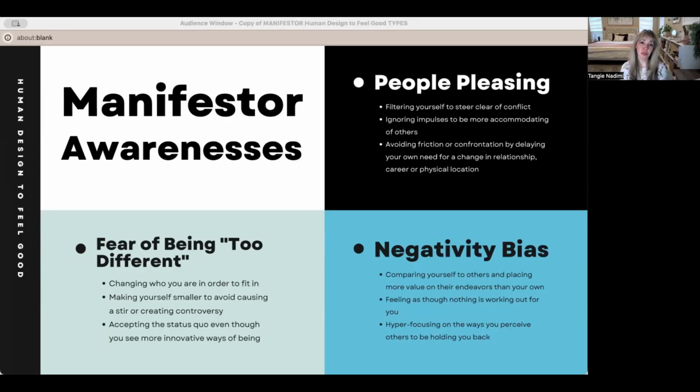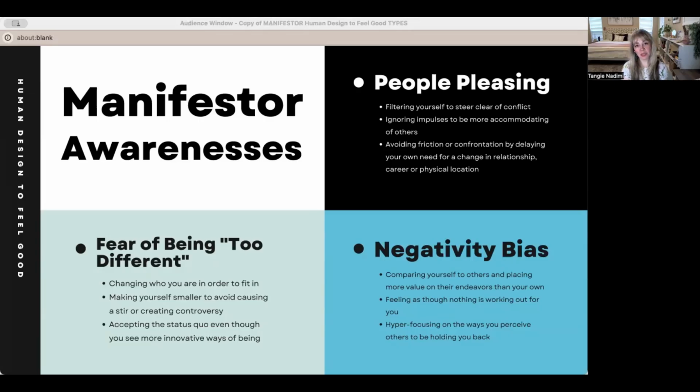Manifestors also have a fear of being a little too different, so they'll change who they are in order to fit in. They'll make themselves smaller in order to avoid causing a stir or creating controversy. Manifestors may also start to accept the status quo, even though they see more innovative ways of being.